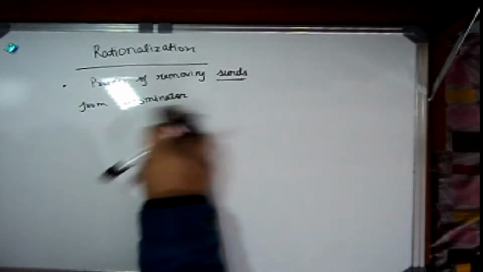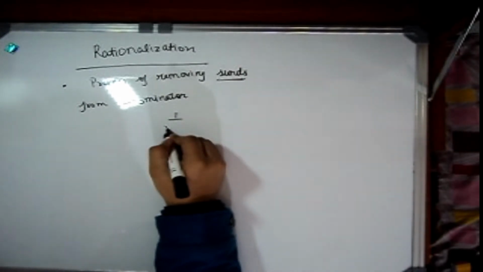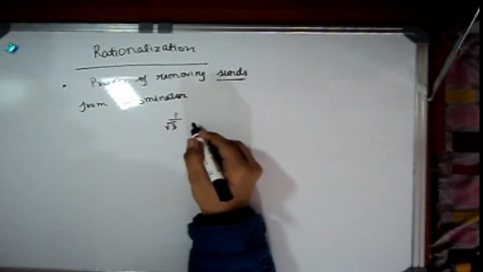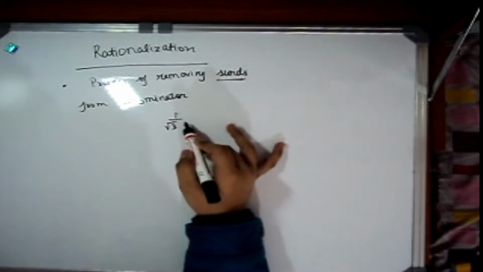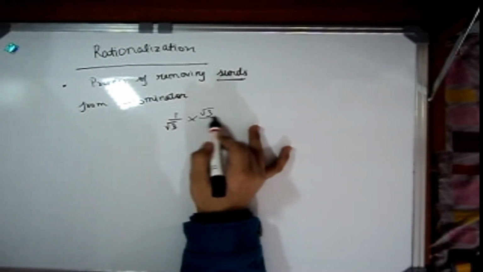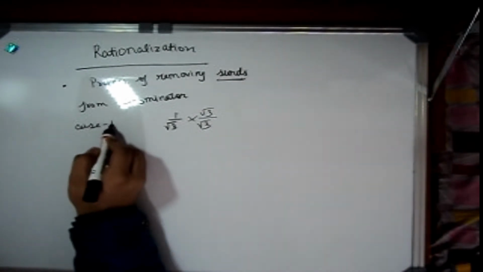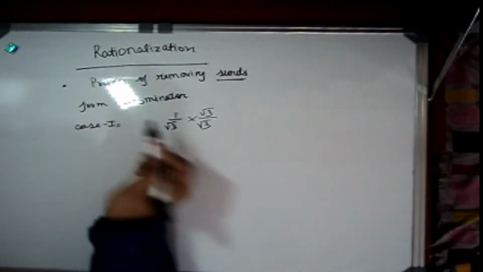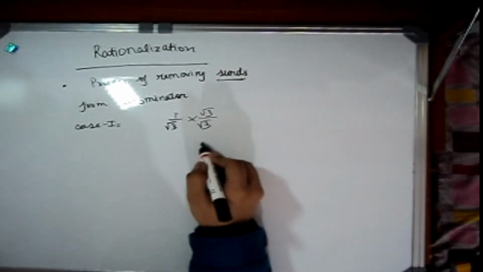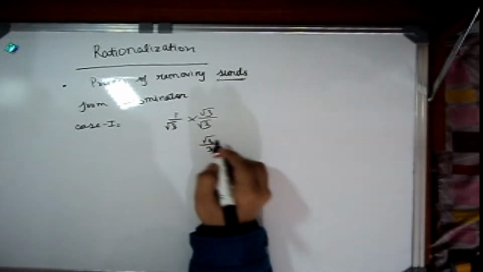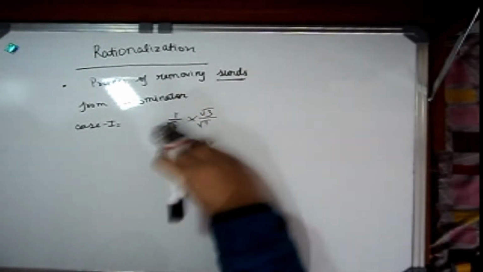The basic step is, if there is a question 1 by root 3, we will just multiply it by root 3 by root 3. This is case 1. So root 3 into root 3 is 3, and we get root 3 by 3. So this will be the answer.